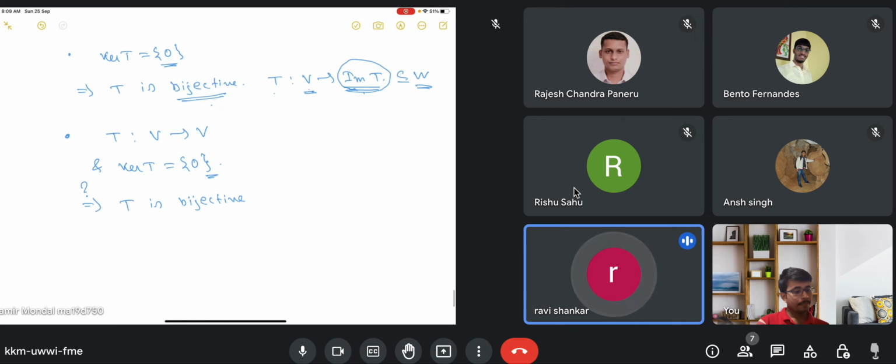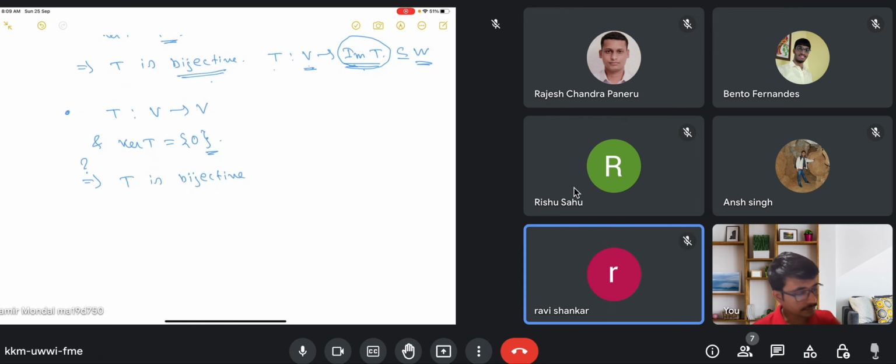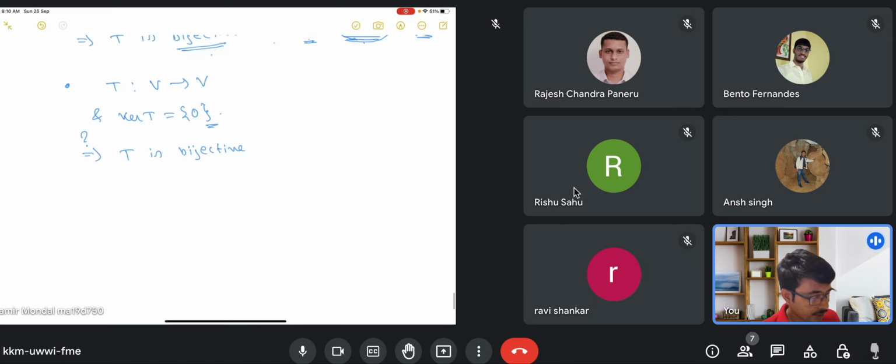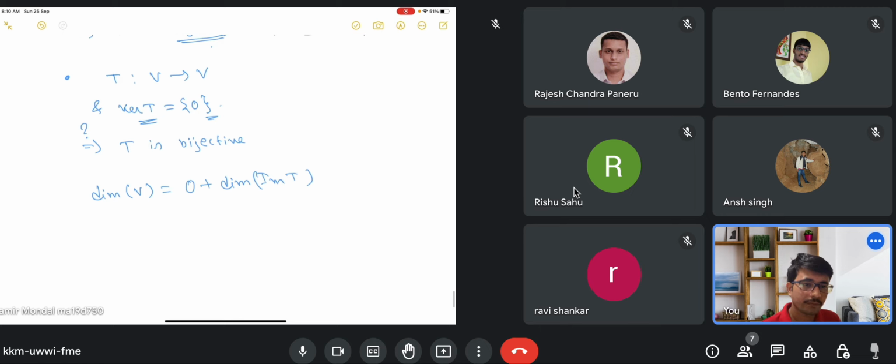Sir, why? Use the rank nullity theorem. What will we get? Dimension of V equals the dimension of the image of T, since the nullity is 0. We know that the image of T is a subspace of the codomain V, and the dimension of V and the dimension of the image of T are the same. So it is forced that V equals the image of T.